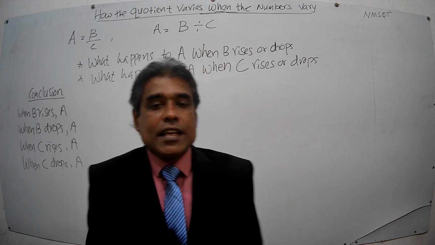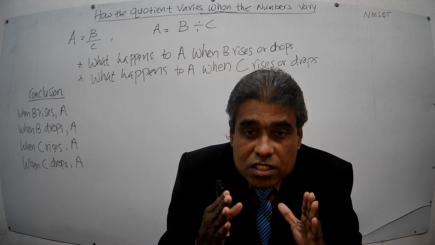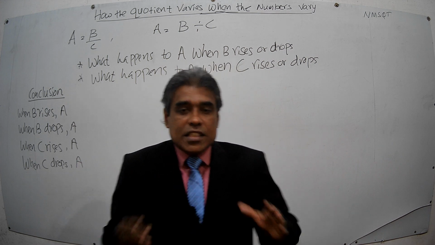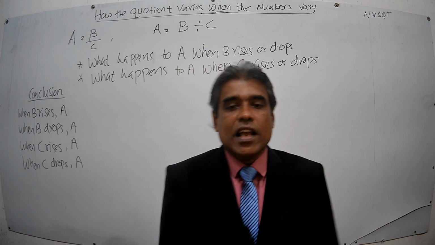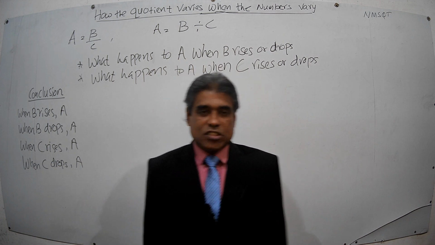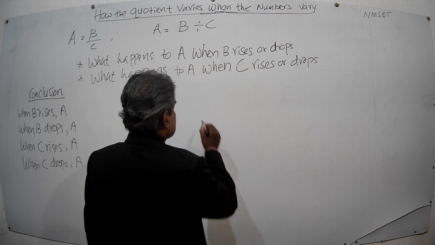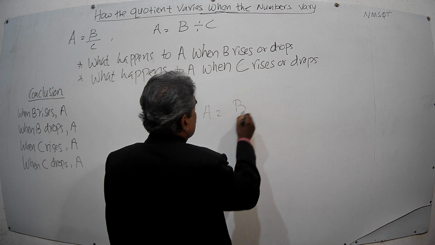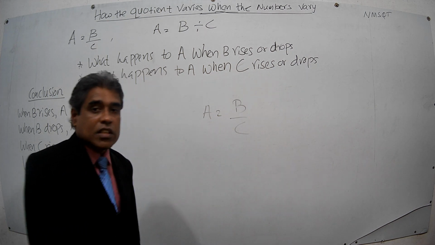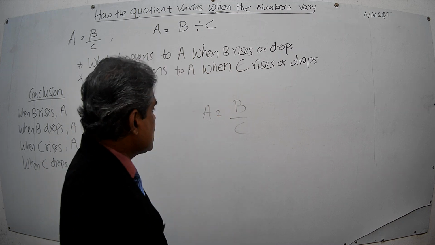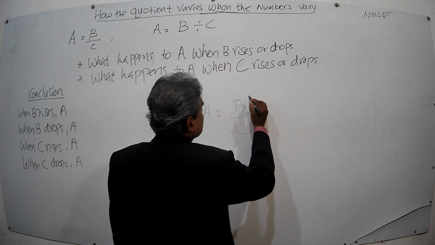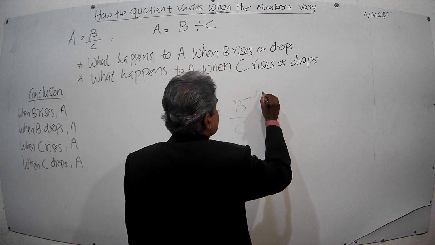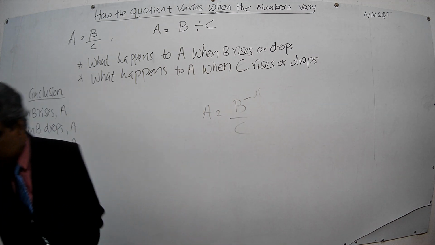Now, when the dividend changes, the quotient changes. When the divisor changes, the quotient changes. That is actually what happens in mathematics. If you take, for example, A equals B over C, A is the quotient, the answer after dividing. B is the dividend.